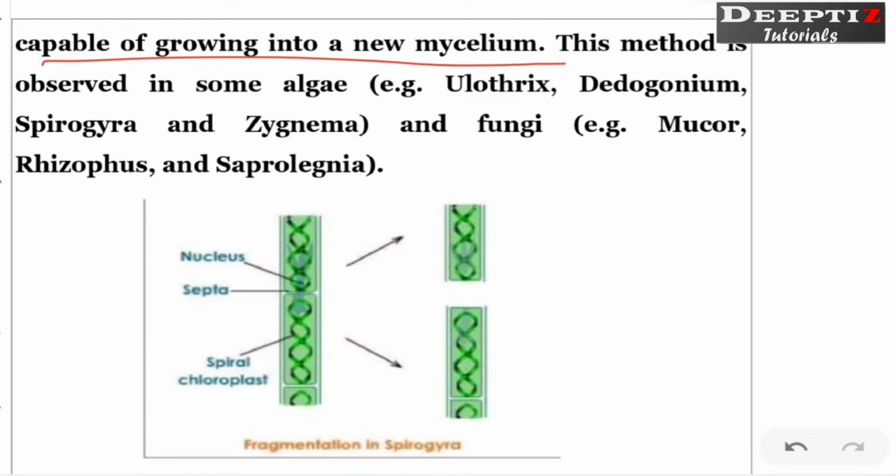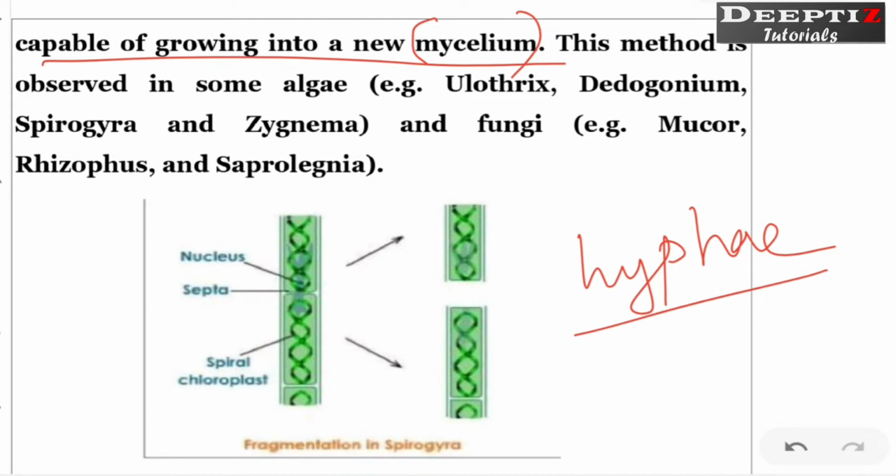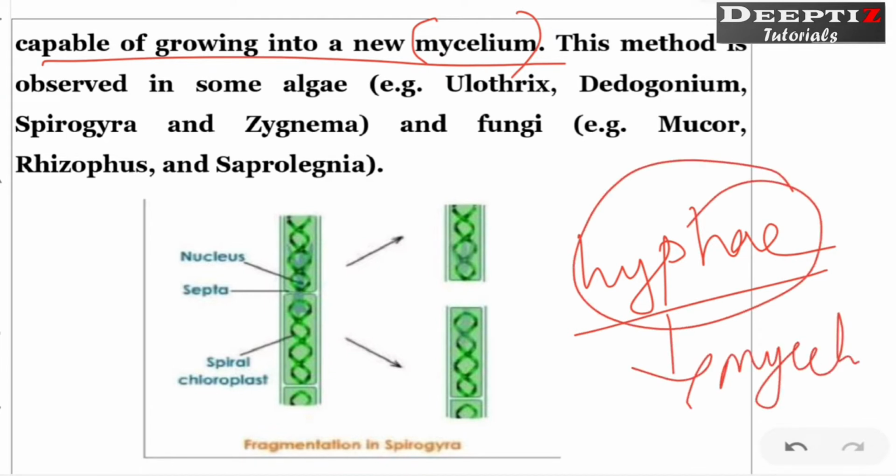Mycelium, see, when you are talking about some lower organisms such as fungi and all, the main plant body we call it as mycelium, right? Mycelium is made up of a number of smaller units, we call it as hyphae. Hyphae are the smaller units. Many hyphae together form mycelium, right? So what happens? This hyphae or the body, they divide into a number of pieces and each piece will be capable of growing as a new organism.